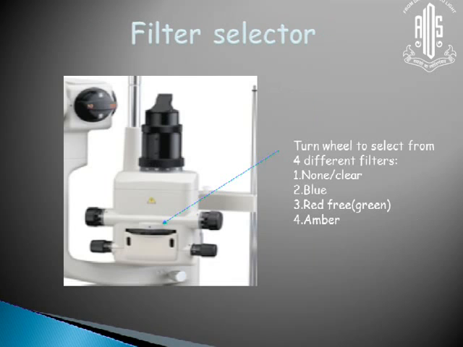Then there is a filter selector. So some slit lamps have a wheel like this, some of them have a knob. When that knob is rotated, you either get different filters, that is just the plain, a clear image, or a blue filter, or a red-free filter, an amber filter. Say if you're doing applanation tonometry, you put fluorescein, you need a cobalt blue filter. So there's a choice of the filters in the slit lamp.